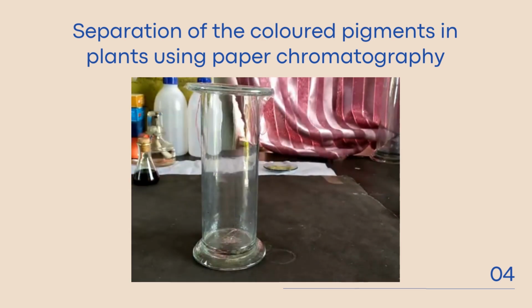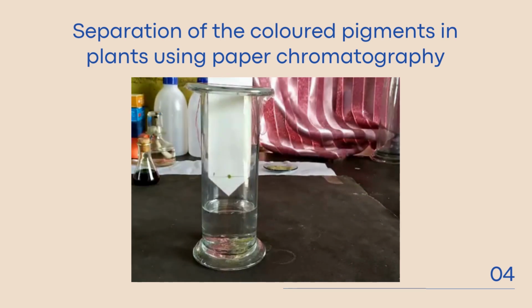Now, pour the solvent, which is a 9:1 petroleum ether acetone mixture, up to about 2 centimeters deep into the jar. Carefully lower the paper into the jar and use the fold to hang the paper on the thread. Cover the jar and allow the solvent to rise up the paper.